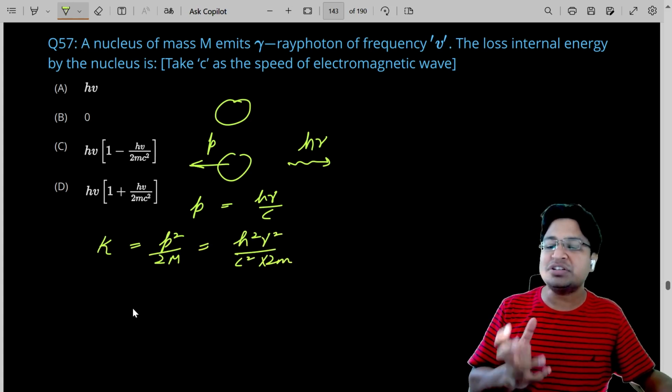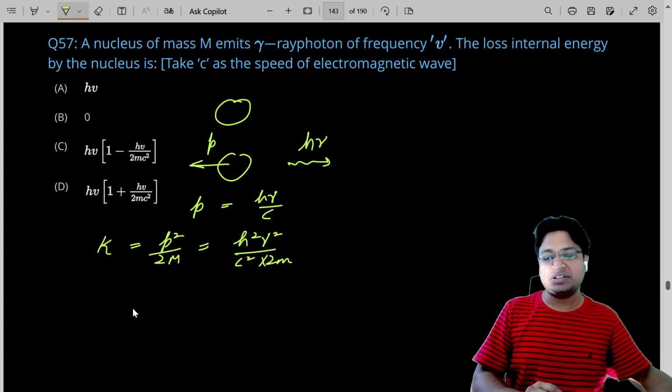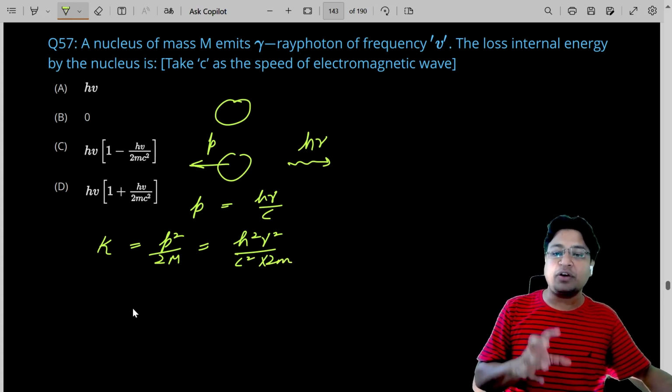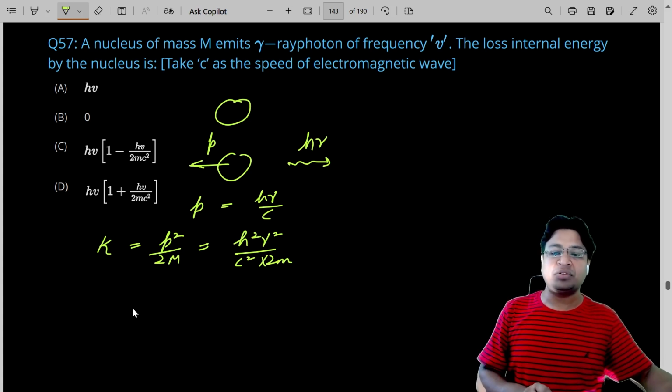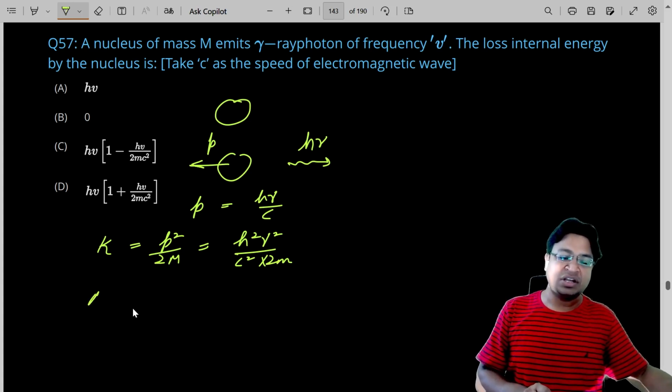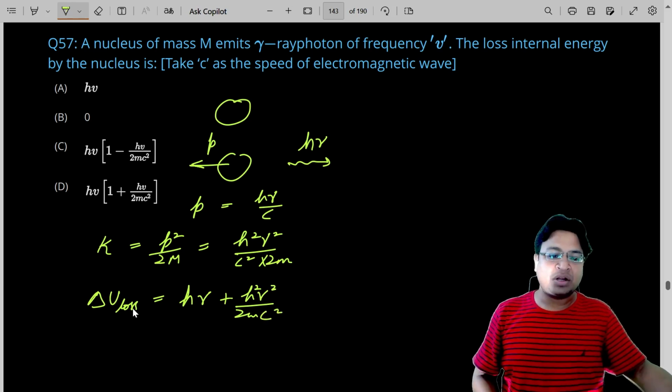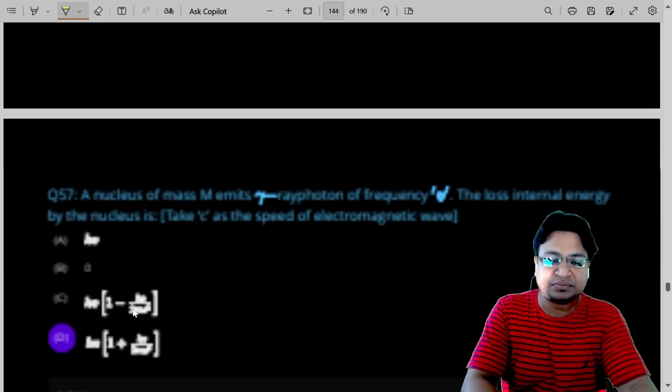So the overall release of energy that has taken place from the nucleus is the energy of the photon plus the kinetic energy that the nucleus now has. The overall release of energy is equal to the amount by which the internal energy has decreased. So the loss in internal energy should actually be the energy of the photon plus the kinetic energy acquired by the nucleus. So from here you can now see which option is going to be correct. So option D looks like the correct one.